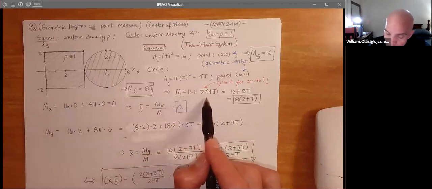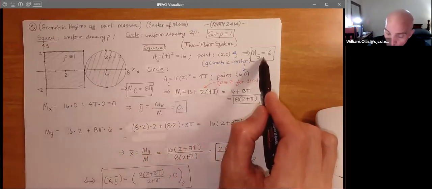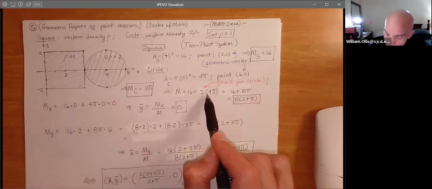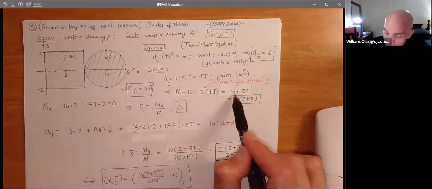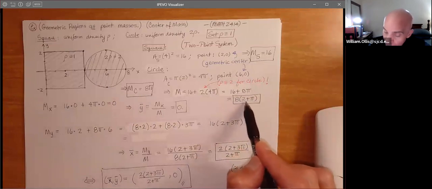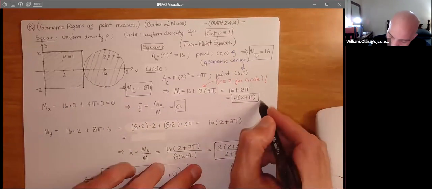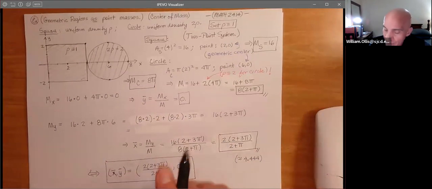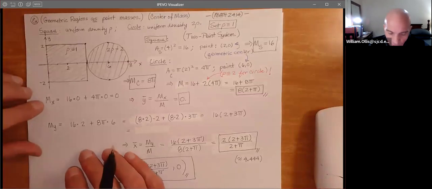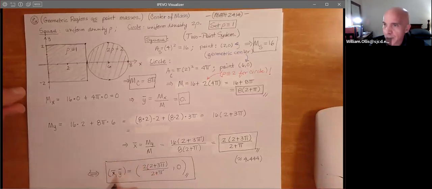And so now the mass of the system would be the mass of the square plus the mass of the circle, which gives you, in this case, 16 plus, and I noted the 2 here, rewrote it to remind you, 2 times 4 pi. So that gives you 16 plus 8 pi. And if you want to factor the 8, that's just 8 times 2 plus pi. So again, that's just a way of writing the mass in a convenient way for factoring and for arithmetic, but certainly not required.